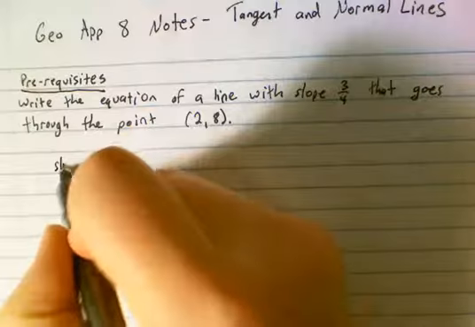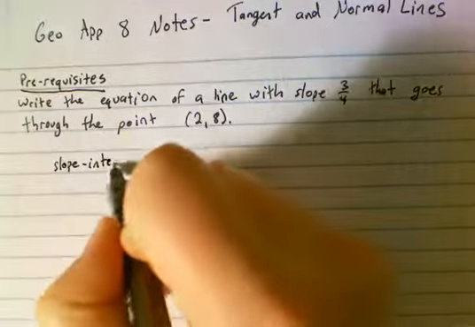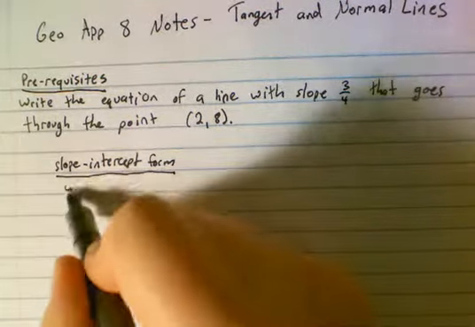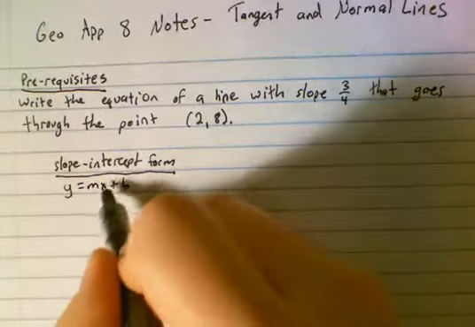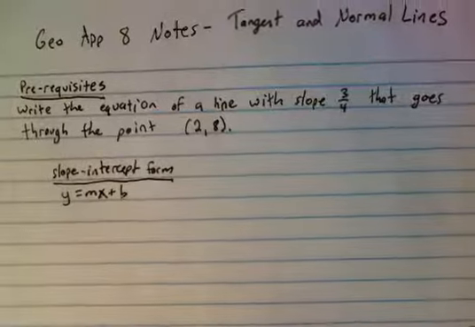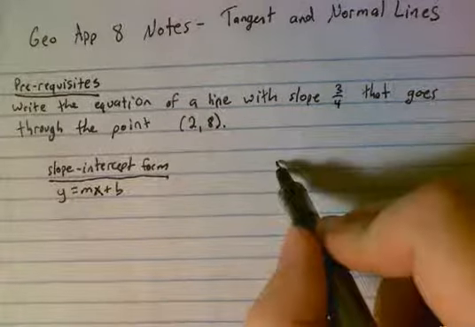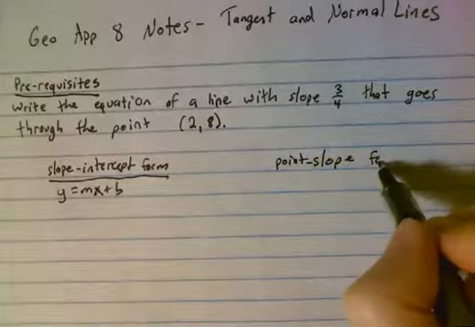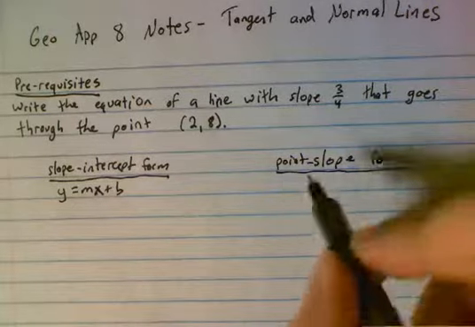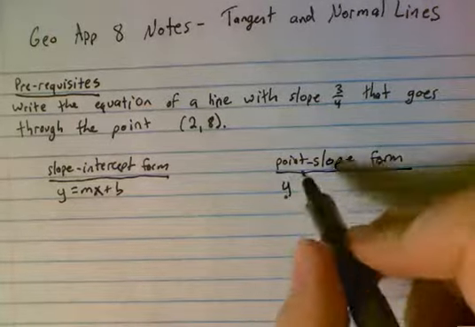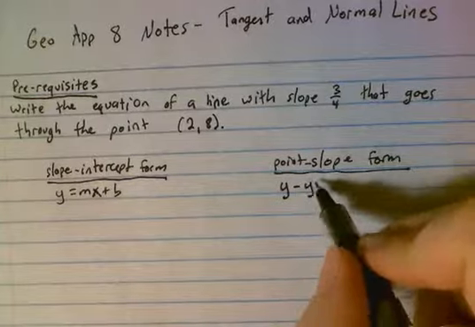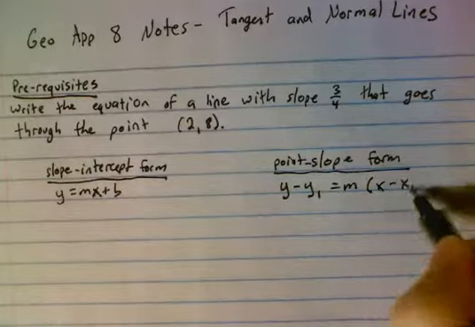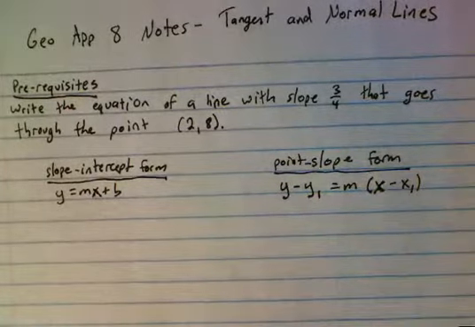One is slope-intercept form. So that's this y equals mx plus b. Frequently you'll see multiple choice answers in that form. And the other is what's called the point-slope form, which looks like this. It's y minus y1, so y1 is a number, equals slope times x minus x1. x1 and y1 are numbers.